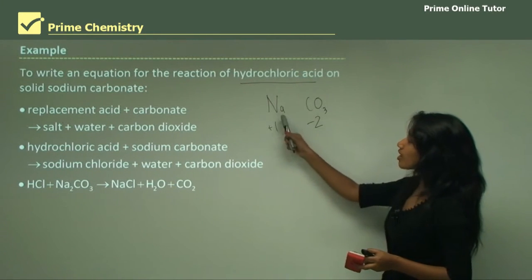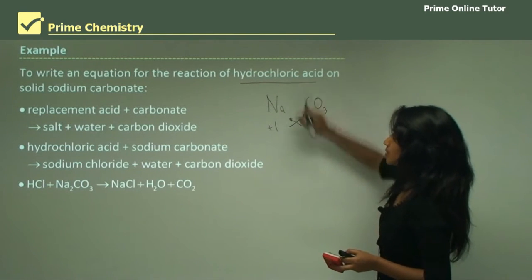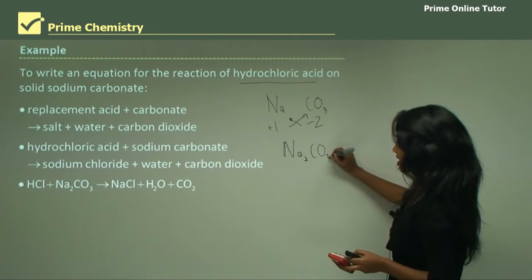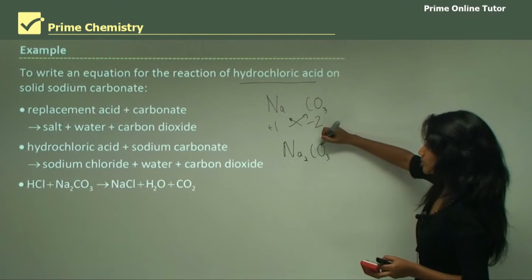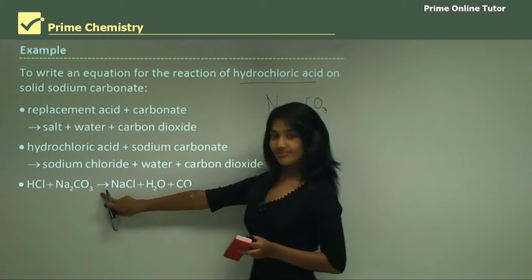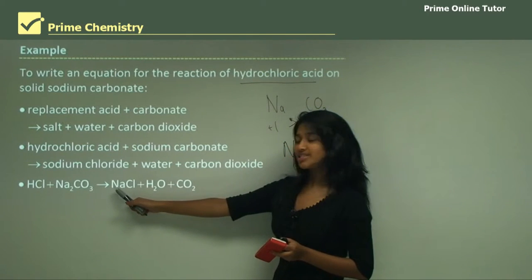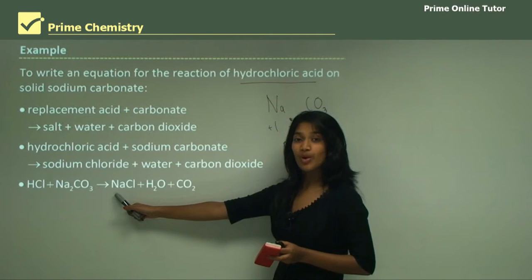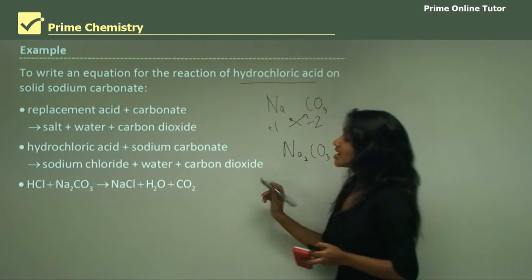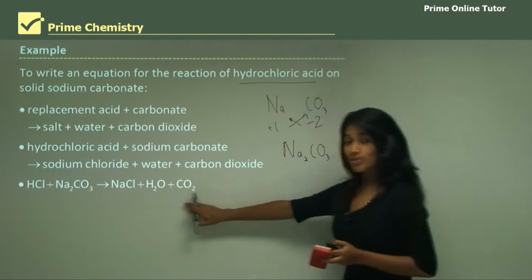So now if you cross them along, as you would work out the chemical formulas, you would have Na2 and CO3 with a 1. Because you don't have to write your 1, it's going to be Na2CO3 as you got here. Then we move on to sodium chloride. Remember, sodium chloride is NaCl because sodium is in group 1 and Cl is in group 7, so they both have a valency of 1. We have water and carbon dioxide being produced. So that's our chemical equation.